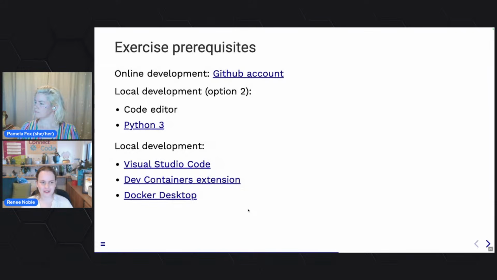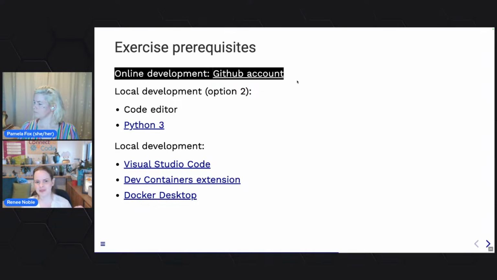Cool. So we've talked a lot about Flask and web frameworks and stuff now. So we're going to do some now. So time to actually make a thing. What we're going to need today is a way to code this thing. You've got a bunch of options here. If you want to do the online development option, I'll be doing that one today. You just need a GitHub account.